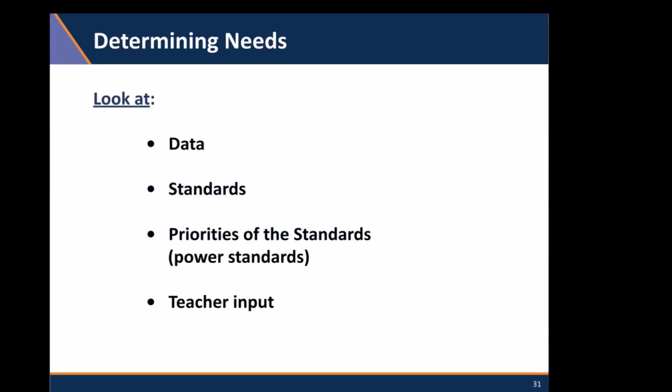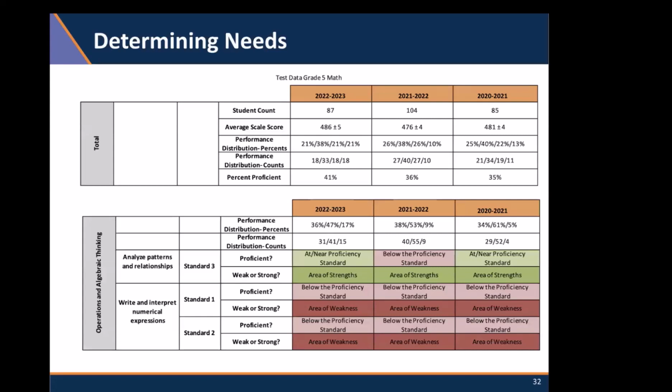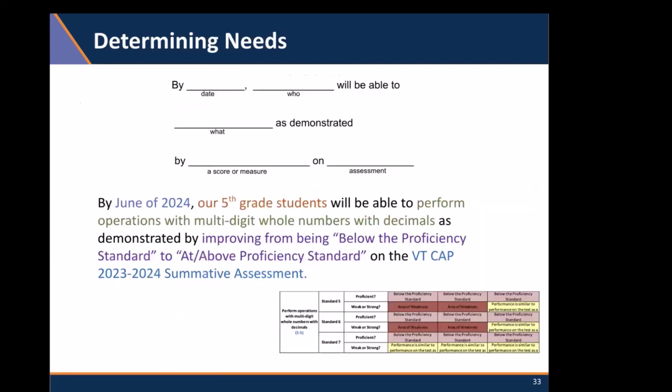We want to make sure that we have our data. We also have our standards when we're looking at our data. We also have the priority standards, so we know that we're creating a goal that's really giving us the biggest bang for our buck. And then also our teacher input is important to have. So this is just an example of some longitudinal data from historically. We can see over the past few years, really breaking down in math how students have been doing in our tier 1 instruction, breaking down all the clusters of math.